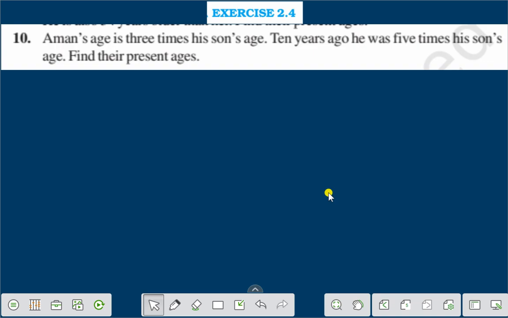Aman's age is 3 times his son's age. 10 years ago he was 5 times his son's age. Find their present ages. Let us find.